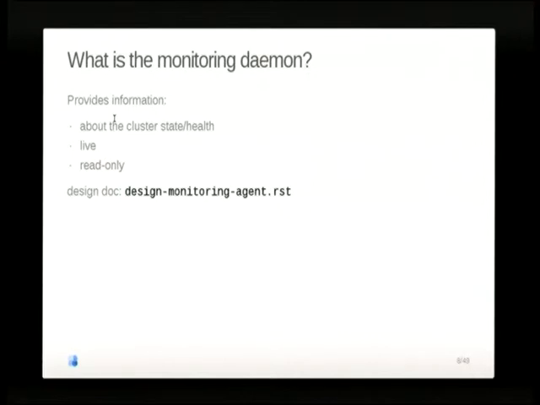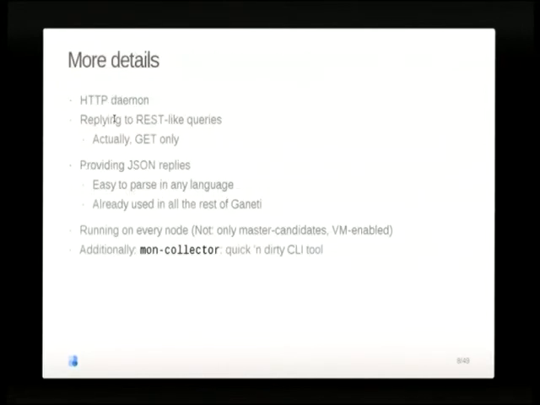There's a design document which you can read about what we were thinking when we were implementing it, in case you think it was completely crazy, and you can go back to that. So it's an HTTP daemon. It has only GET queries actually, and it gives you replies in JSON. It runs on every node, because of course you want to control what's going on in real time, and gathering all the data in a single point is more complicated.